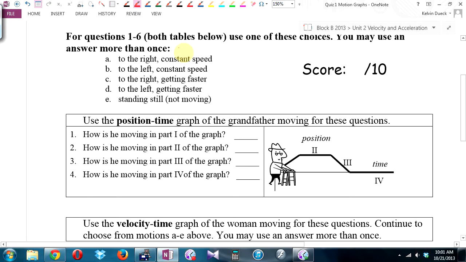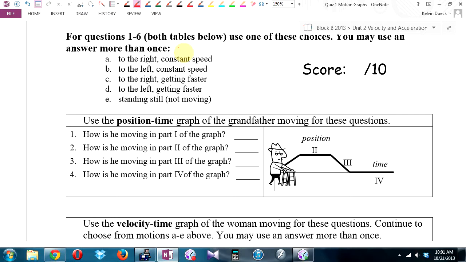You can use the answers more than once. All right. Key idea, if they give me a graph, I've got to identify what kind of a graph it is before I do anything else. There's only going to be primarily 3 this year. Position or distance versus time, velocity or speed versus time, and acceleration versus time. And I'll be honest, you're not going to see an acceleration graph all that often. You may be asked to sketch an acceleration graph.